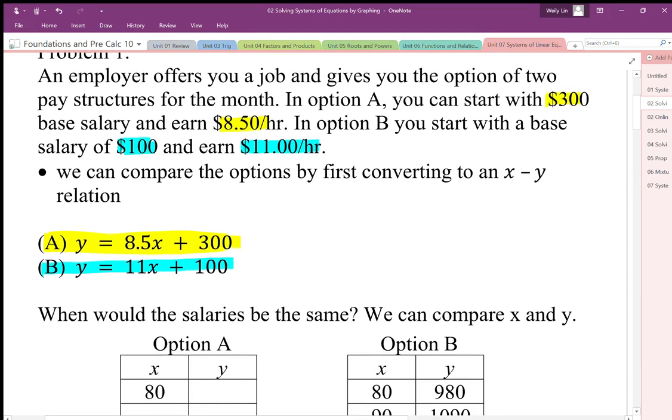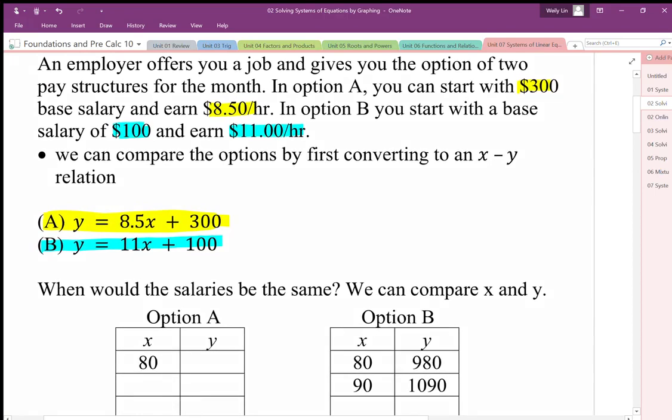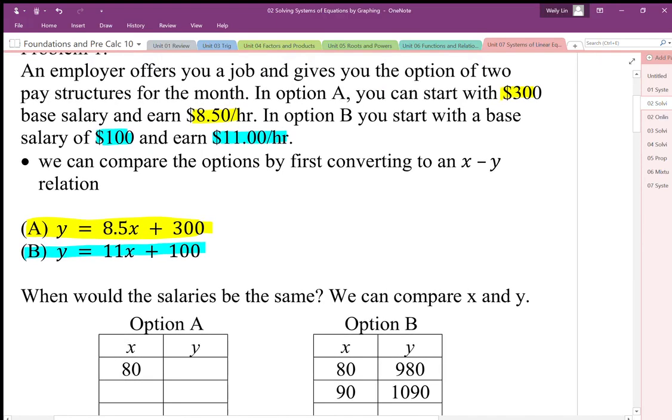What we're looking for is to compare these two options. At what point are these salaries going to be the same? The assumption would be that if we work more hours than that equivalence, we probably want to select the higher pay per hour. But if we don't work as many hours as when they are equal to each other, we would probably take the first option since we start with more money.